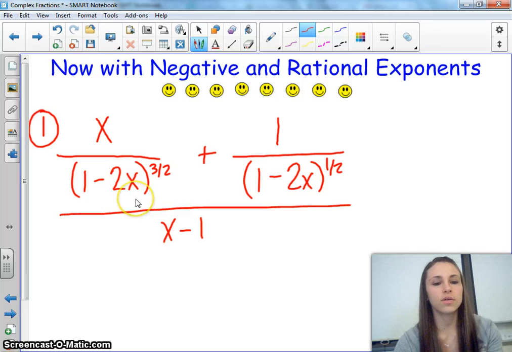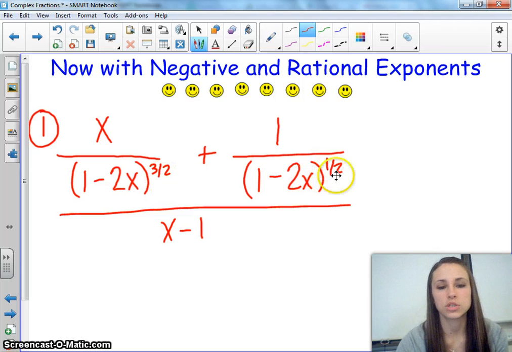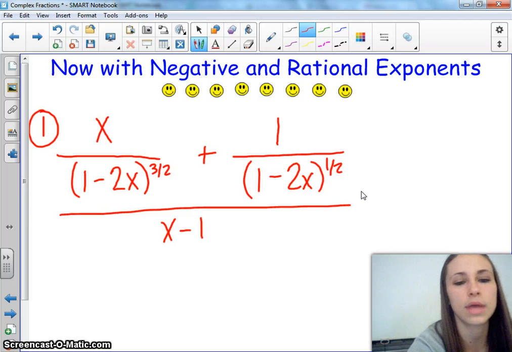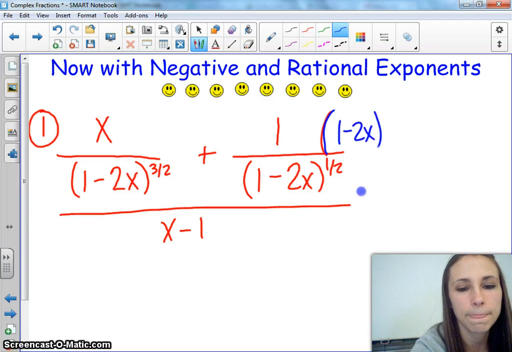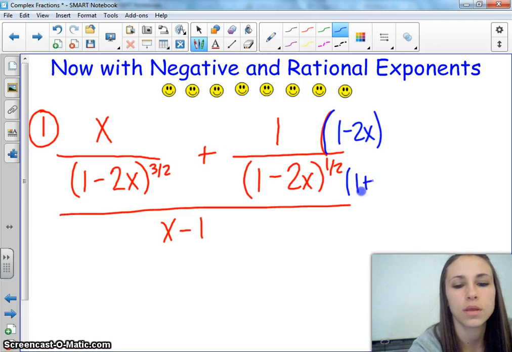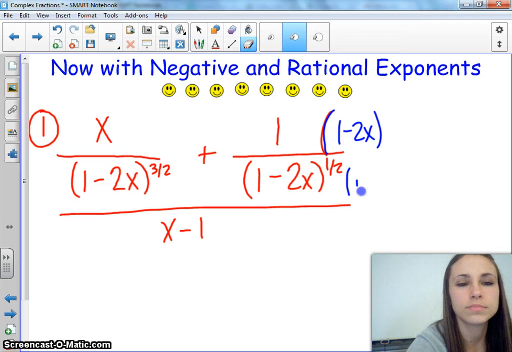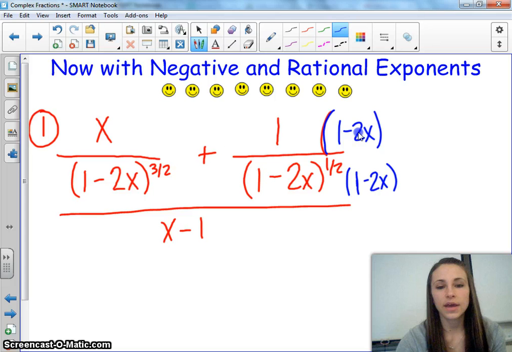Even though they've got fraction exponents and that looks kind of weird, you're still going to do the exact same thing. The smaller of these exponents is 1/2, so I need to make that 1/2 become 3/2. I'm going to do that by multiplying the top and the bottom by just one factor of 1 minus 2x. Sorry.